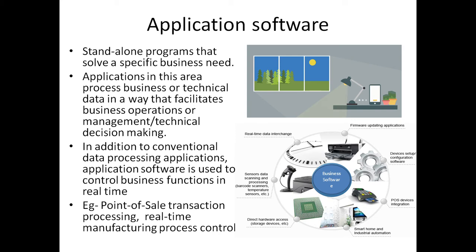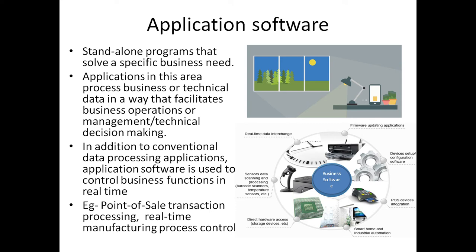In this diagram, you are seeing switching the lamp on and off, checking whether it is daytime or nighttime. If it is nighttime, then we need to switch on the lamp. These are some examples of a real-time situation. If we are creating software for real time, it will become an application software.